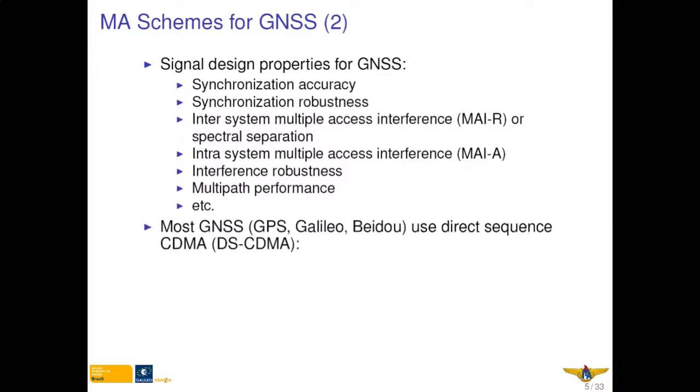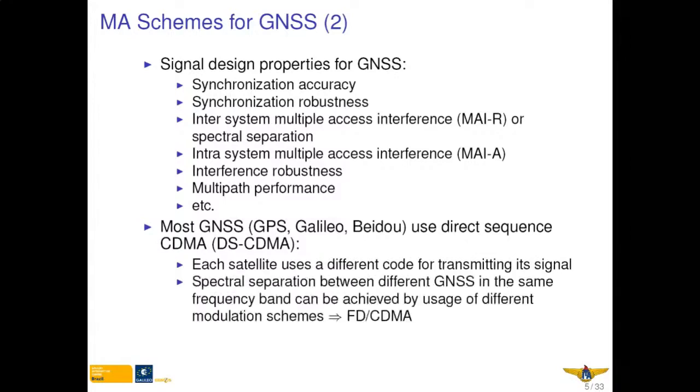Most GNSS, GPS, Galileo, and Beidou use direct sequence CDMA, DS-CDMA. In this case, each satellite uses a different code or spreading sequence for transmitting its signal. Spectral separation between different GNSS and their services in the same frequency band can be achieved by using different modulation schemes. And thus, all these systems achieve an FD-CDMA, so frequency division, code division, multiple access.